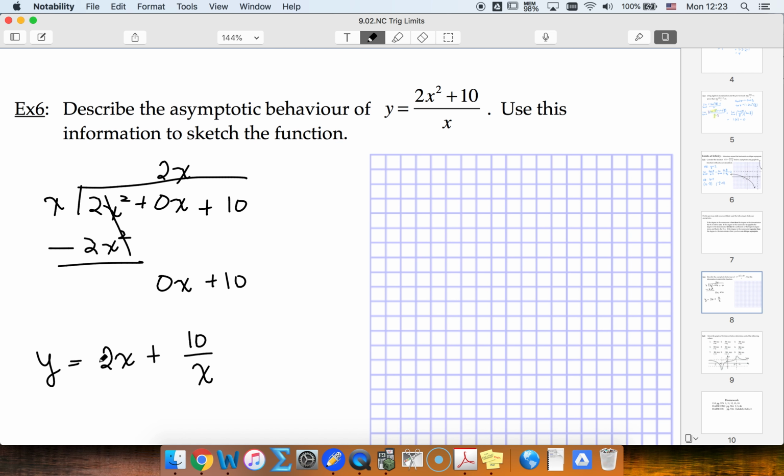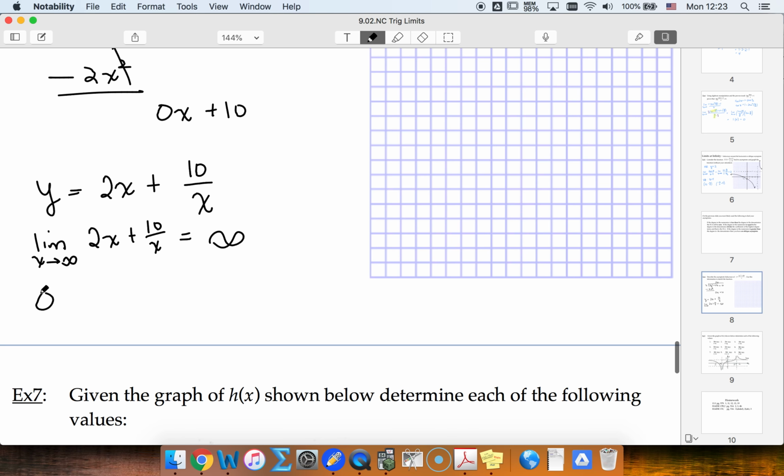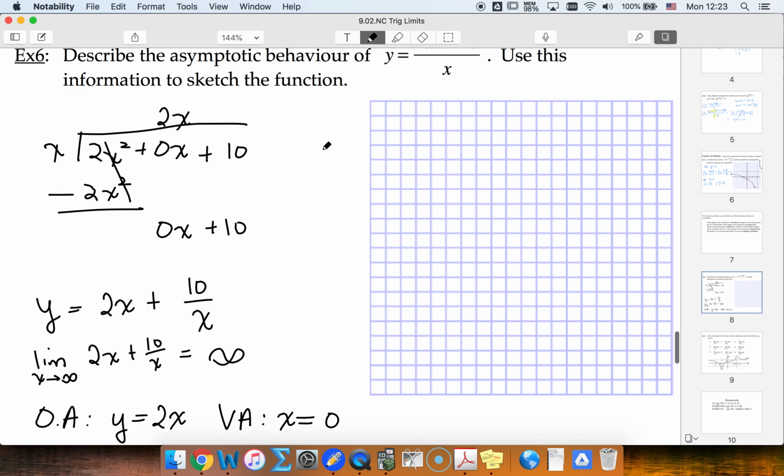And this then tells me that my limit as x goes to infinity of 2x plus 10 over x is going to be 2x. The limit is going to be infinity, but it's going to be approaching infinity in the form of 2x. So that's going to be my oblique asymptote. So the oblique asymptote is y equals 2x. Vertical asymptote at x equals 0. And I can use those ideas to help me make this graph.